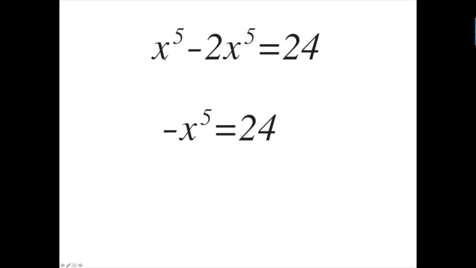So all we're going to do is subtract the 2x to the fifth from the x to the fifth to give us negative x to the fifth equals 24. Now we obviously want to get x all by itself, so we take the fifth root of x to the fifth and the fifth root of 24, to give us x equals negative fifth root of 24.